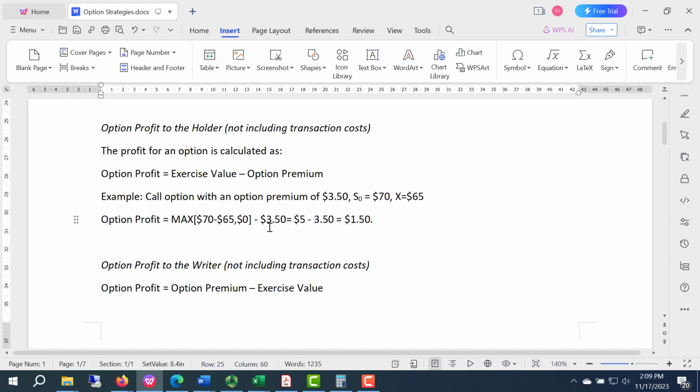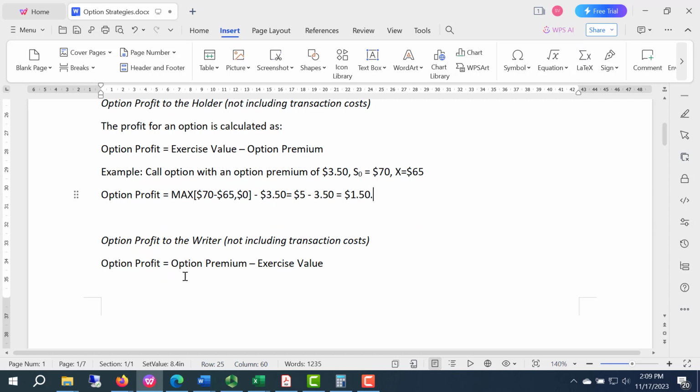So on the same option, for the option writer, our option premium is equal to $3.50 minus the exercise value. The exercise value was $5. So the option writer lost $1.50 on this. And the option purchaser, the investor here, made $1.50 on this option in profit. Okay.